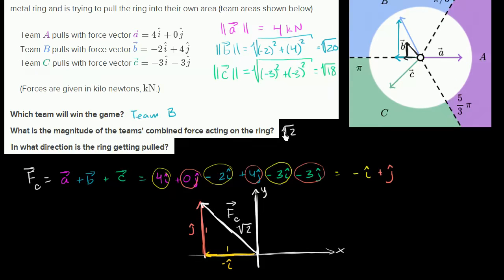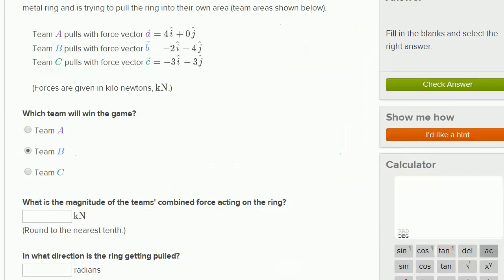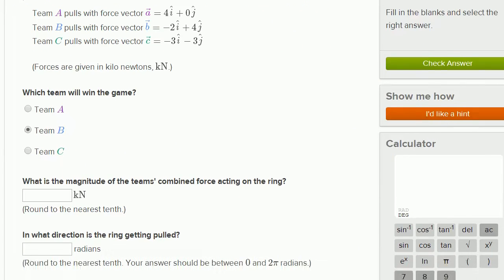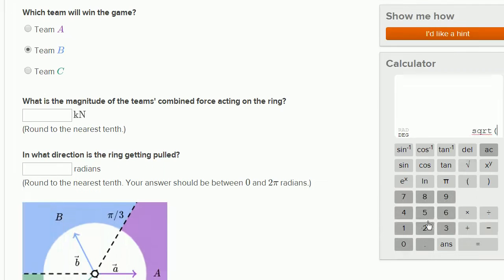In what direction is the ring getting pulled? And actually, let me just fill out what they've already asked us. What is the magnitude of the team's combined force acting on the ring? Round to the nearest tenth. So let's just write square root of 2. Square root of 2 is equal to, rounded to the nearest tenth, 1.4 kilonewtons. 1.4 kilonewtons.